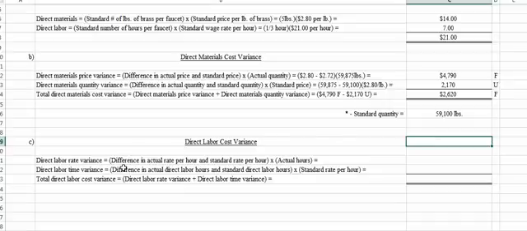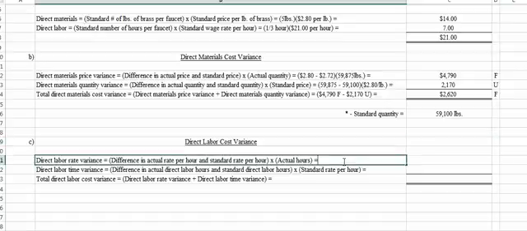Okay, now our direct labor rate variance. We want to take the difference in the actual rate per hour and the standard rate per hour. The actual wage rate per hour was $21.40. The standard wage per hour was $21. We budgeted paying our employees $21 per hour. We ended up paying our employees, maybe because of some overtime, $21.40 per hour. So is that one going to be favorable or unfavorable?